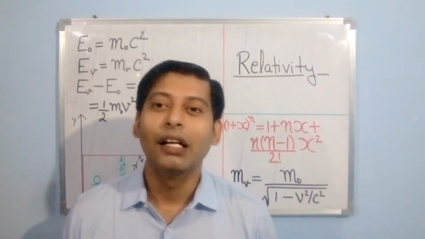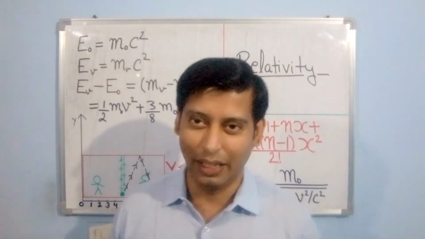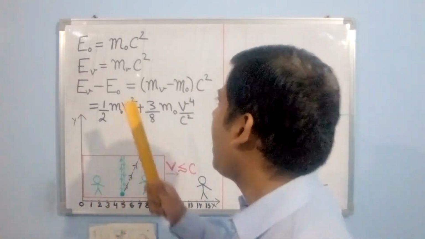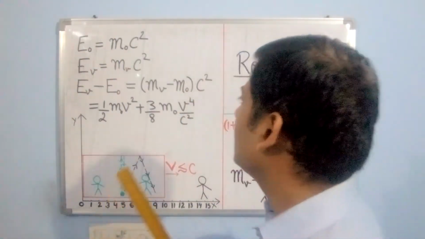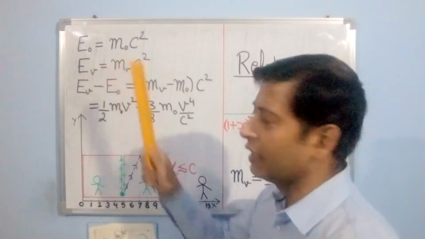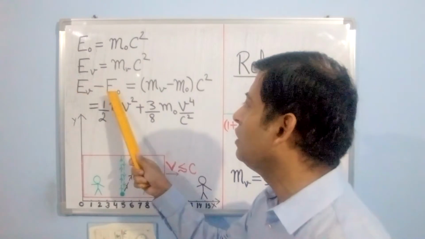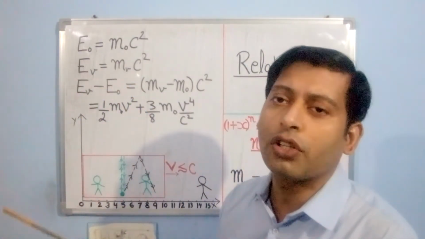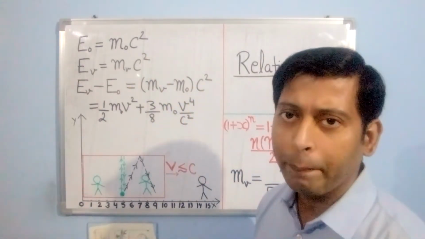Now let's see how the equations are giving the same result which we have just understood conceptually. So at rest, the equivalent energy is this. At the speed of v, the equivalent energy is this, right? If we find out the difference between these two energies, meaning how much more energy it got, the difference will be this, c square will be common, right?